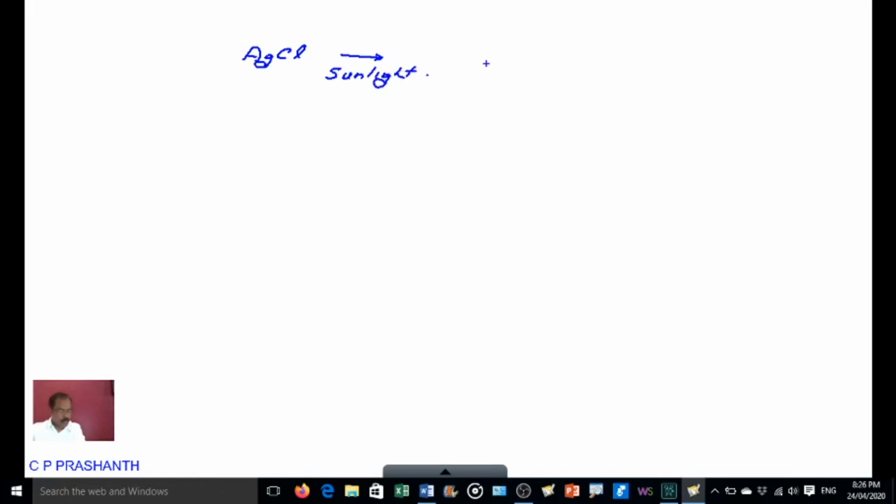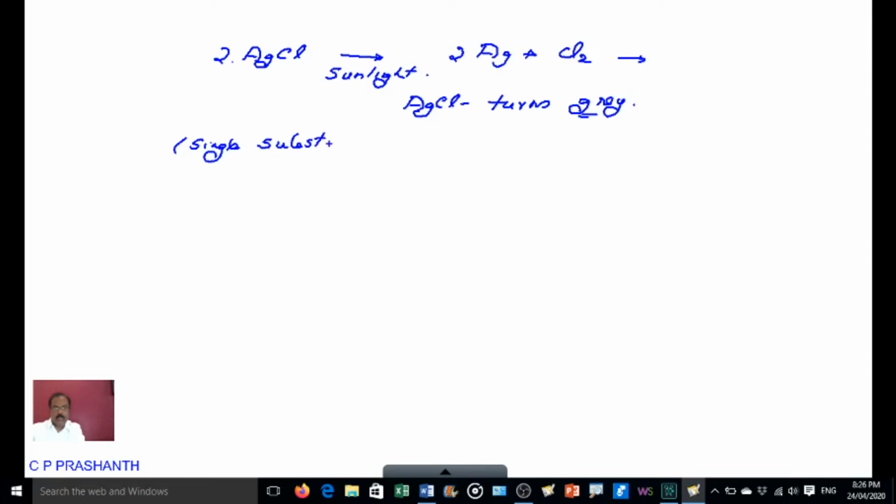Another example, if you expose silver chloride to sunlight, this will become gray in color because of the formation of silver. And here again you can see the silver chloride is undergoing decomposition. It is giving you silver and chlorine. So silver chloride turns to gray if you expose it to sunlight. Silver bromide also undergoes exactly the same reaction. Silver bromide would have given you silver and bromine.